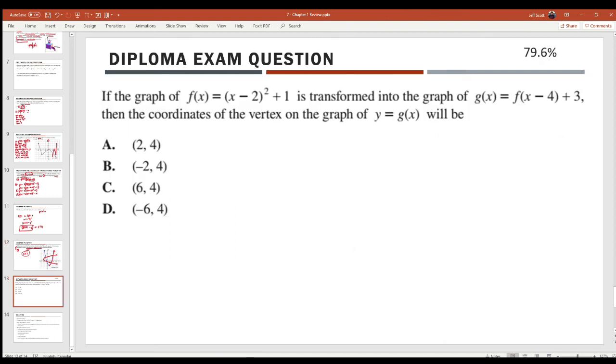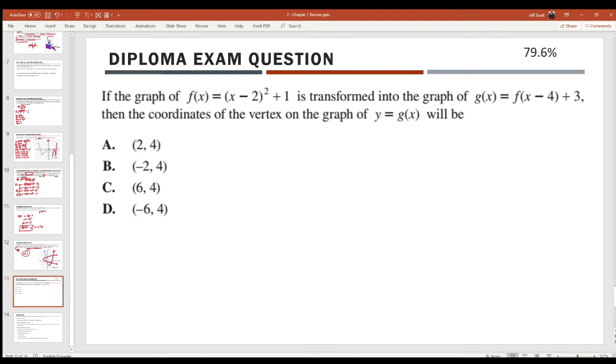Okay, so this last one is a diploma exam question. I took it straight off of a previous diploma exam that they've made public on the Alberta Education website. There's a couple different ways of doing this. I'll show you the two ways that I could think of right off the top of my head. I'll show you what I think is the easier way, and then I'll show you another way that works just as well, but it's just a little bit more work.